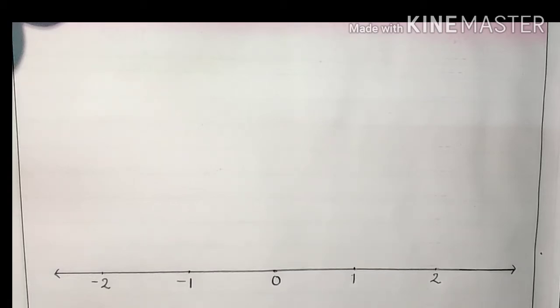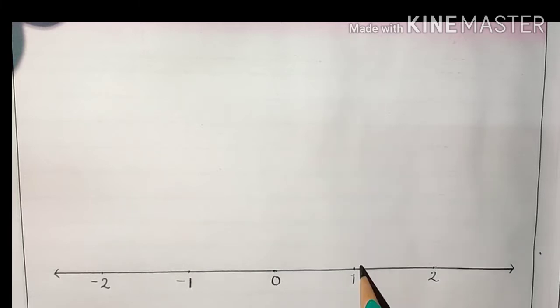To show the number root 2 on a number line. This is a number line, point A. This is point A, which shows the number 1.